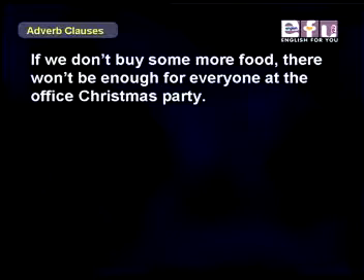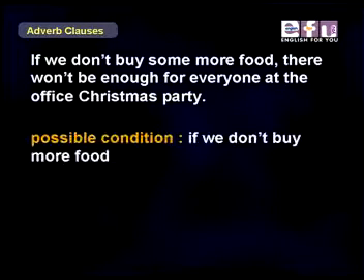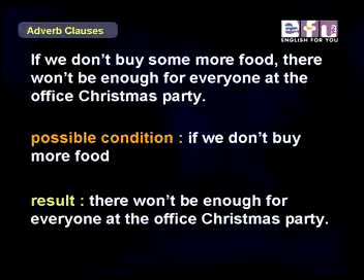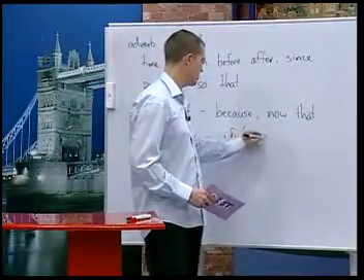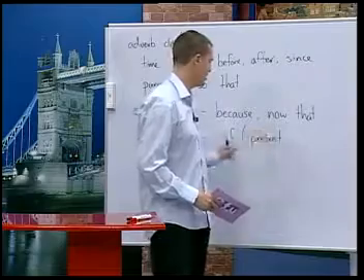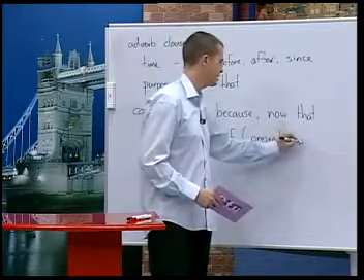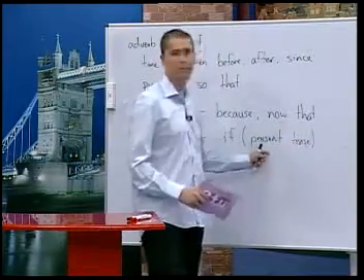The main clause expresses results. Possible condition, if we don't buy more food. And the result, there won't be enough for everyone at the office Christmas party. And the present tense is used in an if clause, even if we are talking about the future. We only have the if and the present tense. Doesn't matter if we're talking about the future.